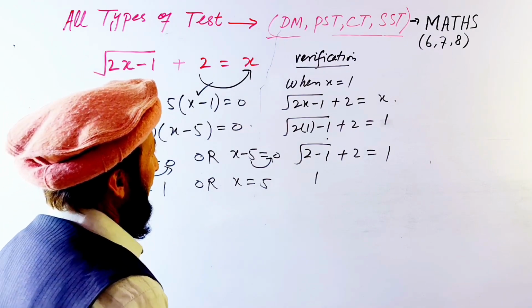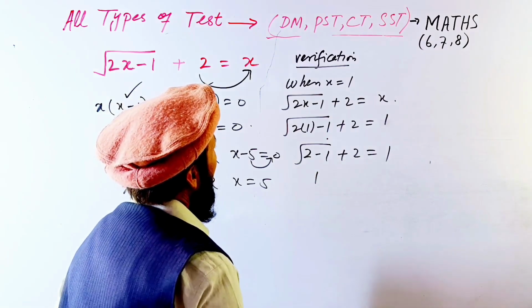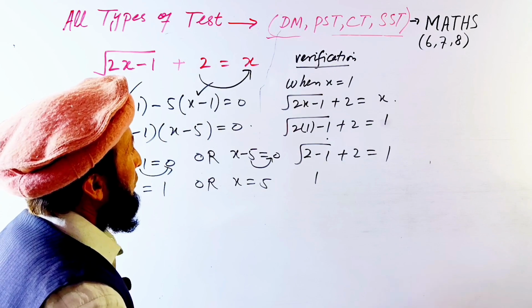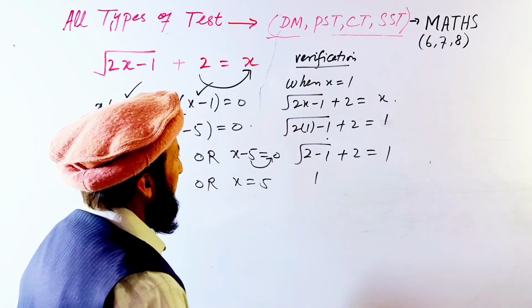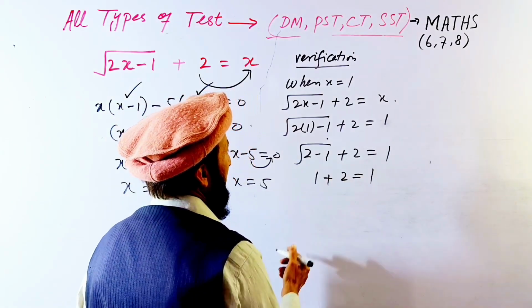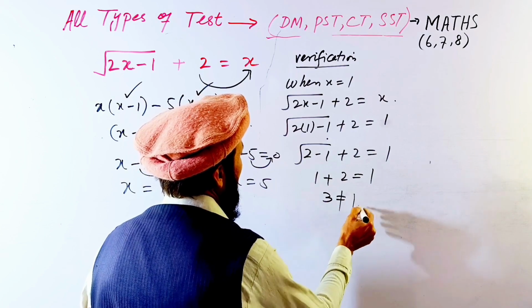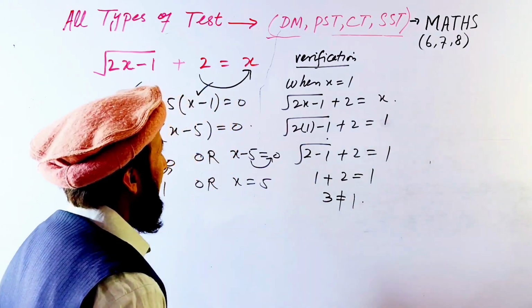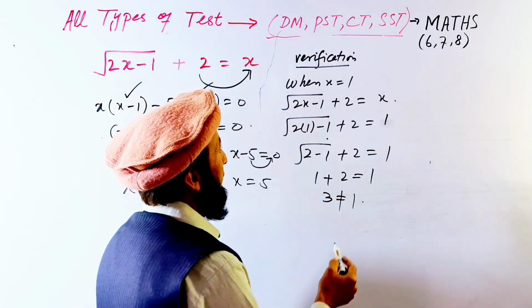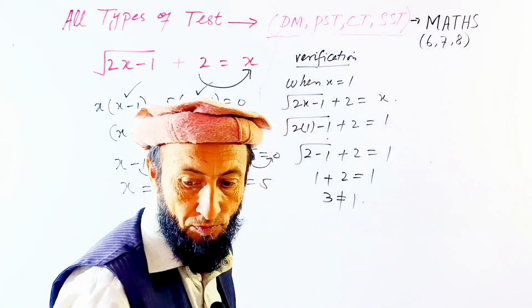Now if we check here, 2x equals 2, so 2 plus 2 is not equal to 1. So the result is not the same. It means that x equals 1 is an extraneous root. Now we want to check another result, when x is equal to 5.